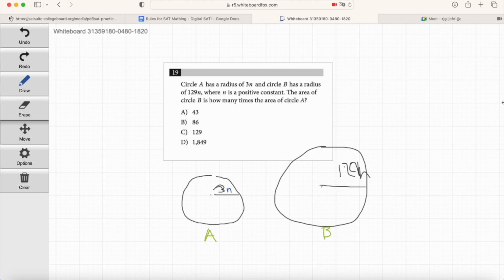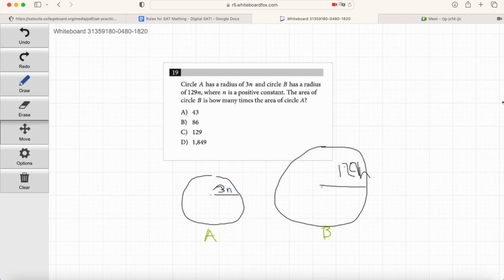Yeah. Okay. I also want to point out that on the digital SAT, they give us a lot of the formulas that you need, especially when it comes to geometry, at the beginning of each module. And do you know right off the bat the area of a circle formula? Are you familiar with that?